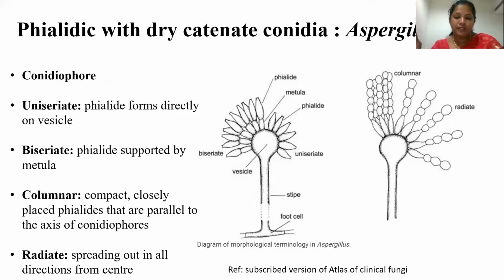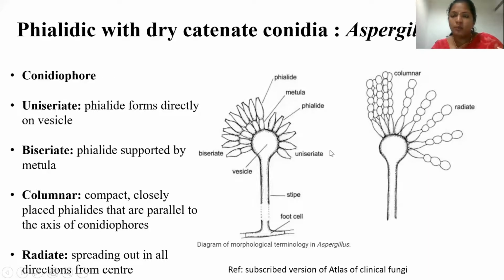Phialides are the conidiogenous cells in Aspergillus. Hence, if it is uniseriate, only phialides are present, and if it is biseriate, first the metulae will be present on the vesicle, and then above that the phialides will be present, and from the phialide the conidia will be formed.